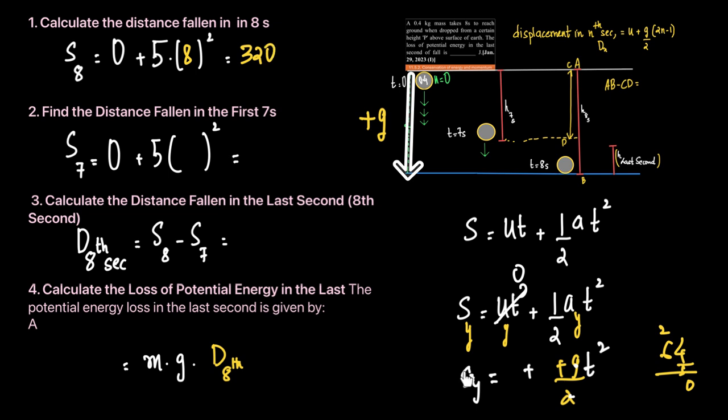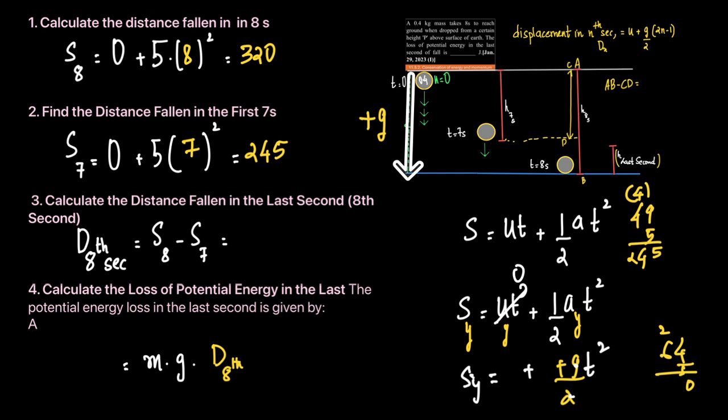And what is S7? S7 will be the distance fallen in the first 7 seconds, which will be equal to 0 plus 0 plus g by 2, which is 5 into 7 square. 7 square is 49. So we have 49 into 5. 9 5s are 45, 5 4s are 20 plus 4, 24. So we have 245. Right?